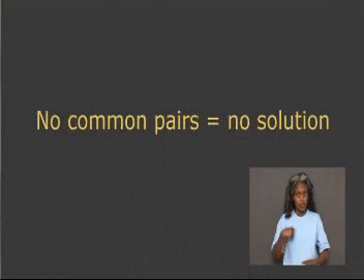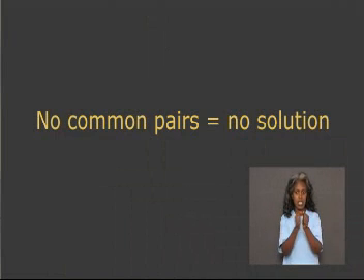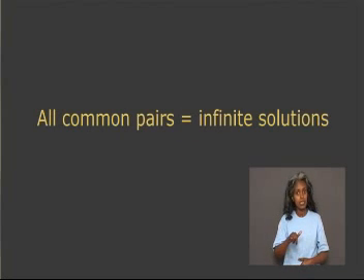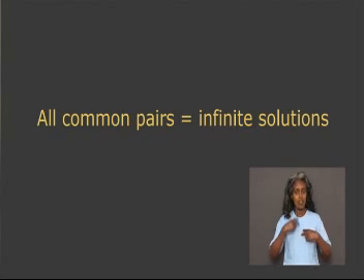If we solve two equations and find that they have no ordered pairs in common, then there is no solution to the system. Similarly, if we solve two equations and find that they have every pair in common, then there are infinite solutions to the system.